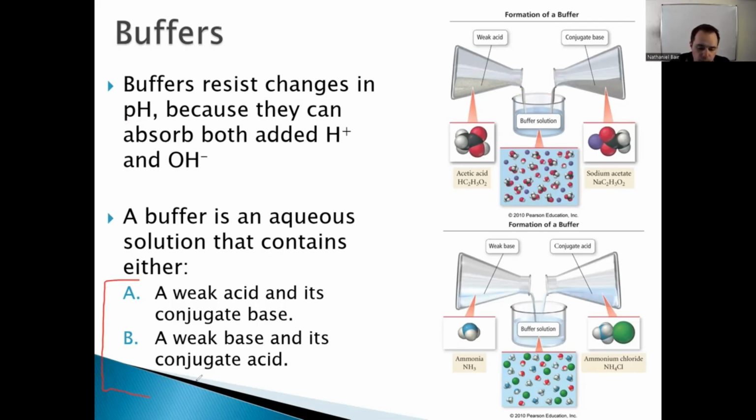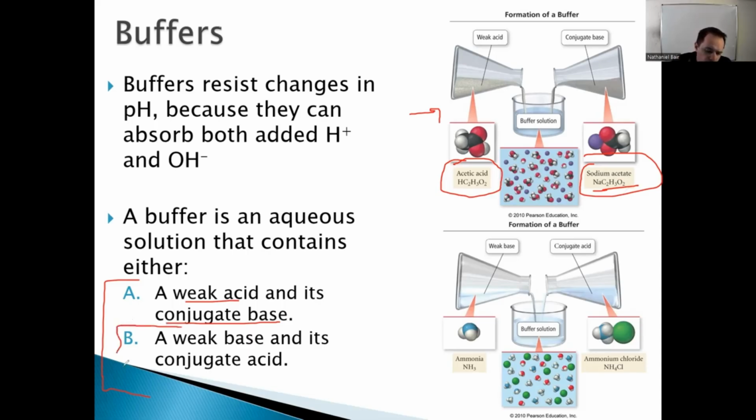Well, there's two ways to make a buffer, ladies and gentlemen. We've got a weak acid mixed with its conjugate base. So that's what this top buffer would be showing. If we take a weak acid like acetic acid and mix it with its conjugate base, so some acetate salt, this is sodium acetate, but it could have been potassium acetate, lithium acetate, whatever. If we take a weak acid and mix it with its conjugate base salt, we will create a buffer. This is a weak acid conjugate base buffer.